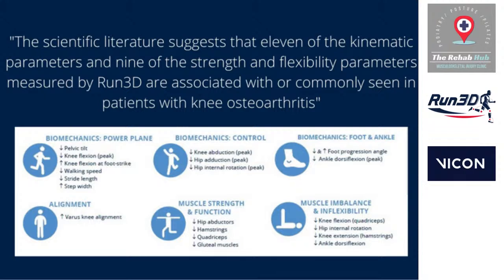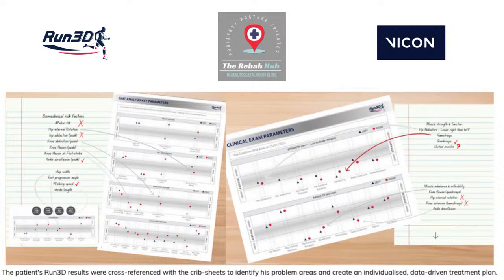And this is just a little bit of proof. The scientific literature suggests that 11 of the kinematic parameters and 9 of the strength and flexibility parameters that we measure with Run3D are associated with or commonly seen in patients with knee osteoarthritis. So these are the things that we're measuring. So if you have, or know anybody that has, and is struggling with osteoarthritis in the hips and the knees or down the ankle and the feet as well, then this is for them.